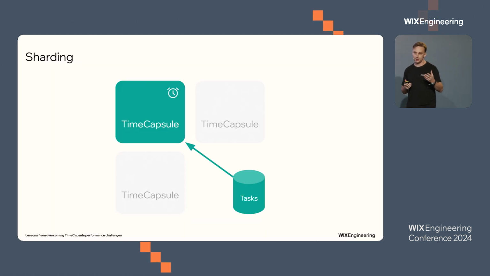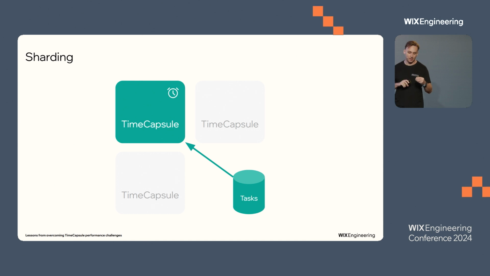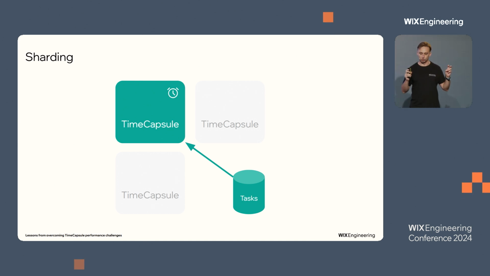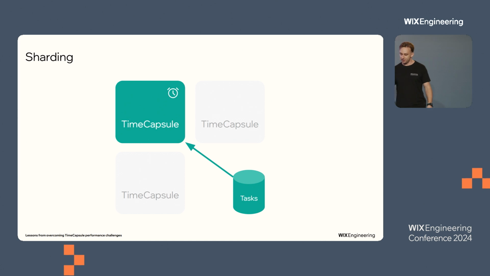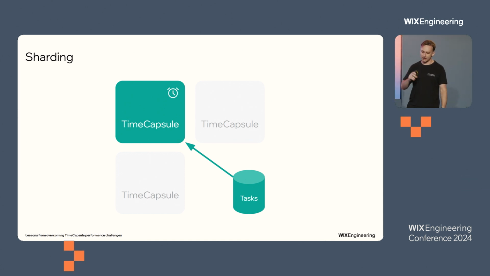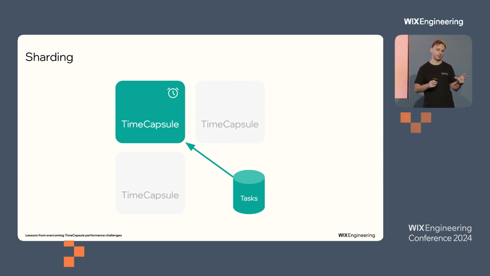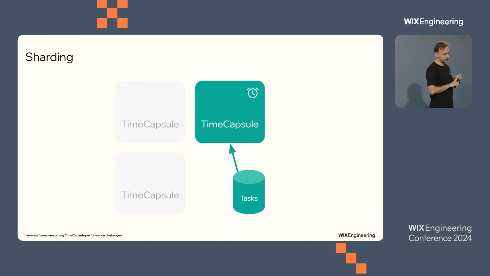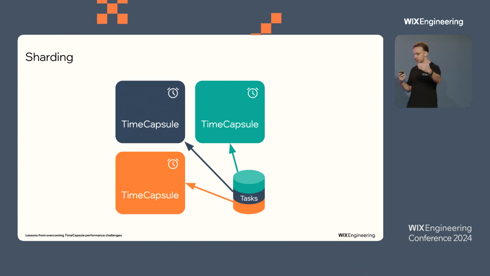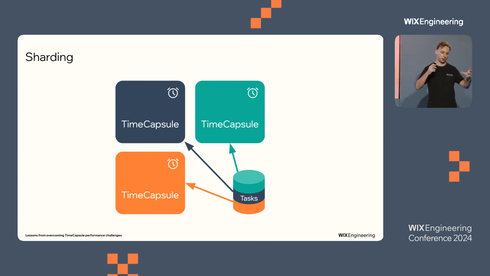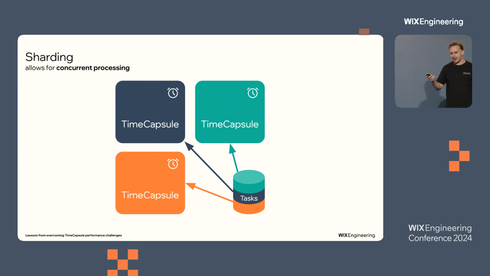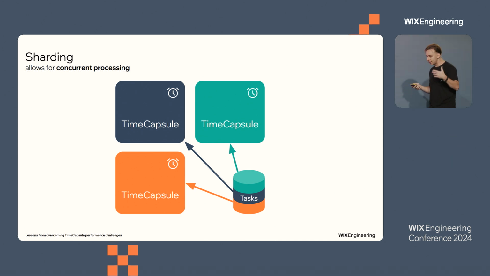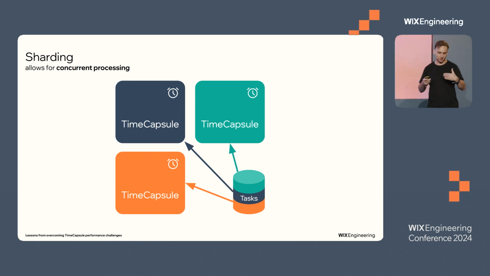Initially, when we inherited TimeCapsule from a different team, it was designed as a so-called single worker system. Every minute, one instance of TimeCapsule would wake up and process all the tasks scheduled for this minute. The next minute, another instance would wake up, but it was always exactly one instance. So eventually, we had to split the set of tasks into smaller subsets and wake up multiple instances to allow for concurrent processing. And this is the idea behind sharding, and specific details are out of scope for this presentation.